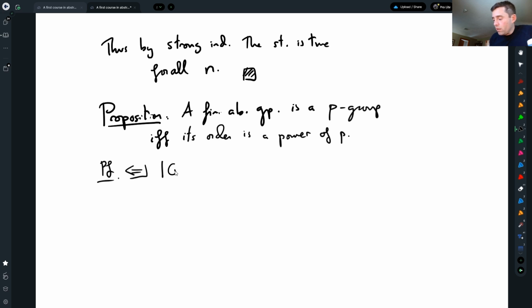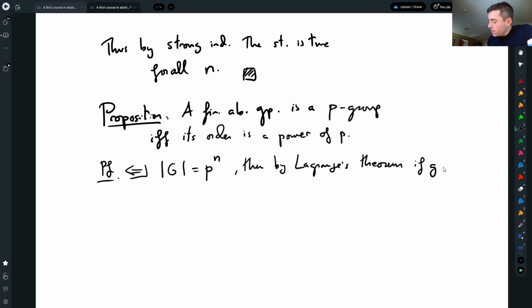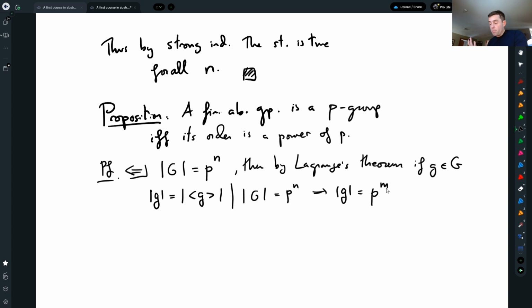If G itself has order a power of a prime, then by Lagrange's theorem, if g is in G, we have that the order of g is the order of the subgroup generated by g. That has to divide the order of the group, which is a power of P, and that immediately tells me that the order of g is some power of P, perhaps P to the 0, perhaps just the identity element, which of course is in G, but every element has a power of P as an order, and therefore G is a P group.